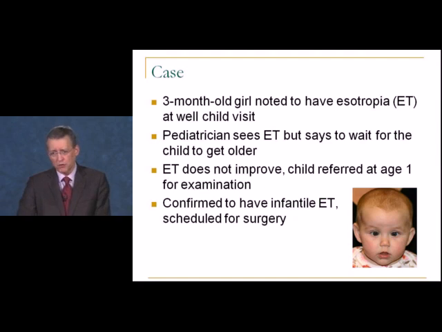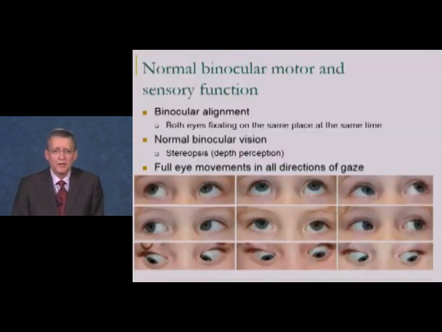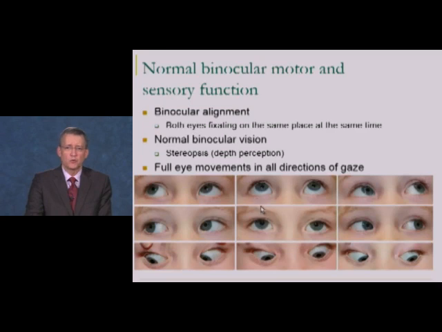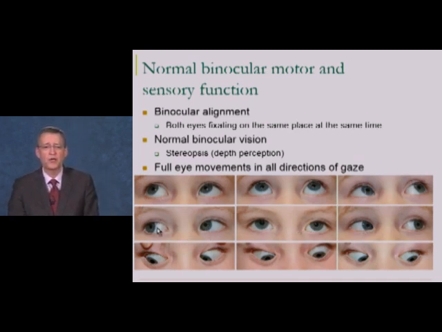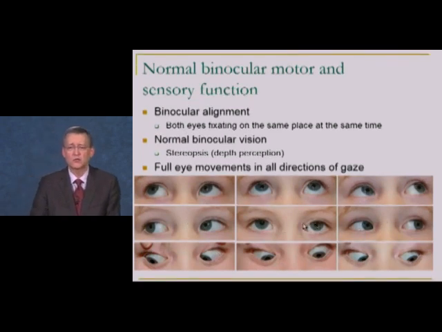So again, we're going to now talk about what does that mean, and then come back to this patient and see, is this the way that I would have ideally liked this case to have been handled? So first of all, what's normal binocular motor and sensory function? Well, we would expect both eyes to fixate in the same place at the same time, and that's no matter where the eyes are looking. They should track together.